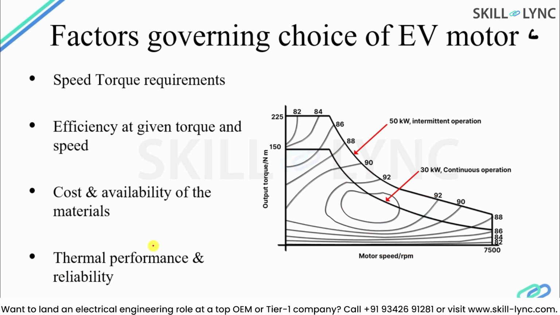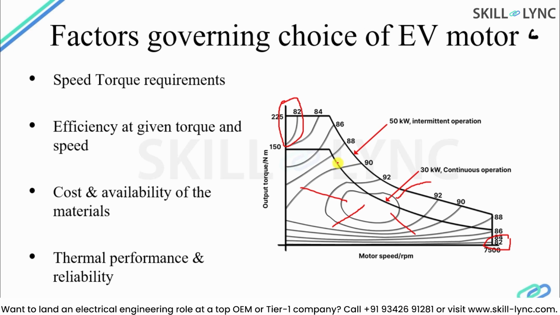Once you have understood this, you now know better about the choice of EV motor and how the efficiency is important apart from speed and torque. And as you can see, if the motor is operated at very high speed, the efficiency is very low, such as here. If the motor is operated at very high torque and low speed, the efficiency is very low. So the efficiency decreases as you move away from the highest efficiency contour, where it may be 94% efficiency.